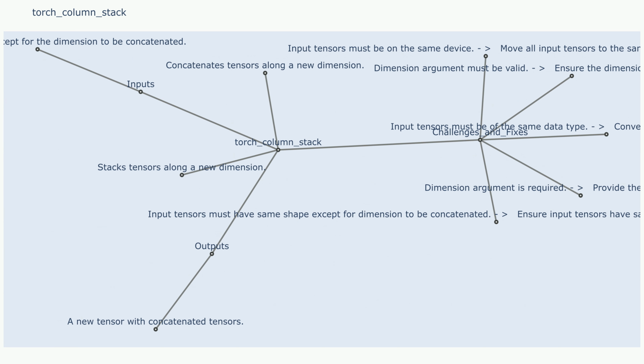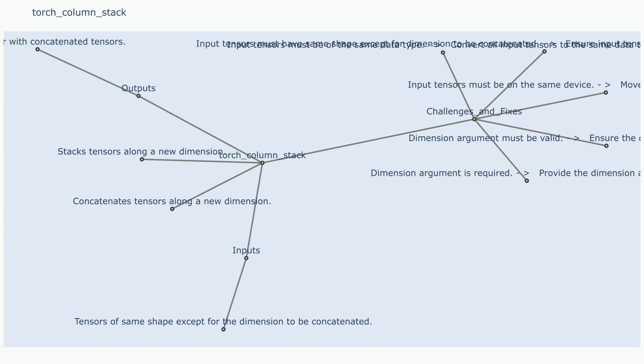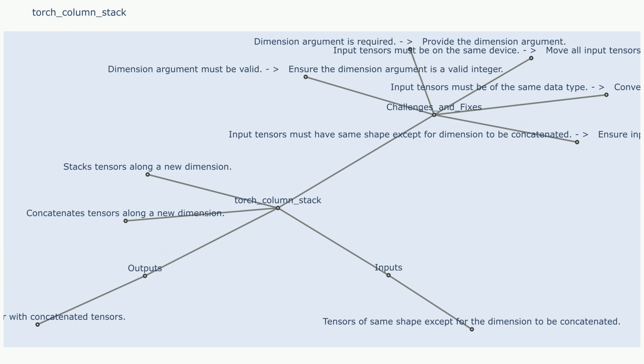Challenge 2. Input tensors are not 1D or 2D. Sample use case: torch.column_stack with torch.tensor([1, 2, 3, 4]). Fixes: ensure all input tensors are either 1D or 2D. Use torch.reshape or torch.squeeze to modify the dimensions of the input tensors.